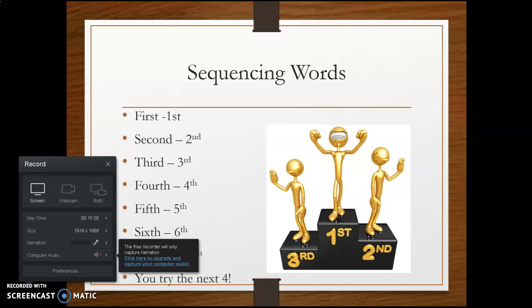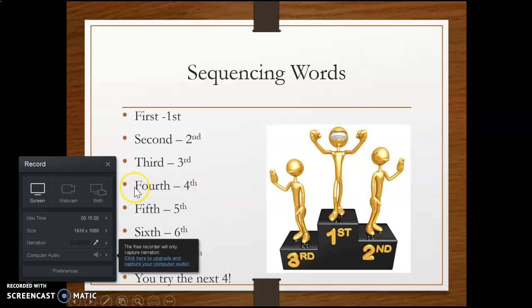Hey, now we're going to be talking about sequencing words. These are basically like counting words. So we have first, second, third, fourth, fifth, sixth, seventh. If you can see a pattern, first is kind of hard. First and second are hard because 1 and 2 don't really sound like those. 1, 2, and 3 are all actually kind of hard. First, second, third. But after that, it gets a little easier.